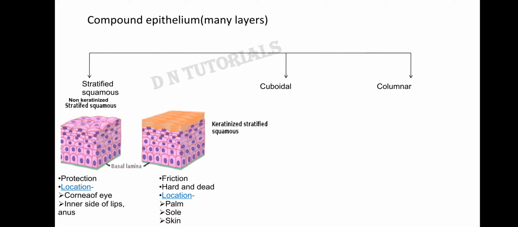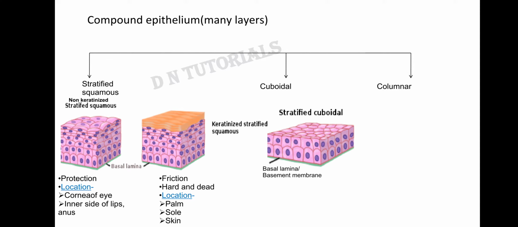Next one is the cuboidal stratified epithelium. Again, the cells are just like a cube arranged over the basal lamina or the basement membrane. It is located in the lining of the ducts of the glands. Now what are the glands? Salivary glands, mammary glands and the pancreas. In the ducts of all these glands, stratified cuboidal epithelium is present.